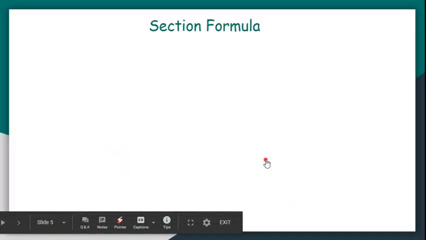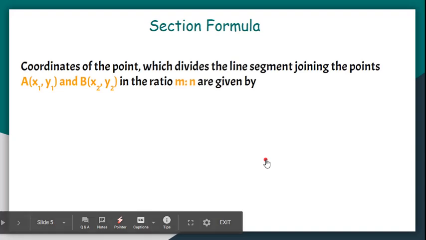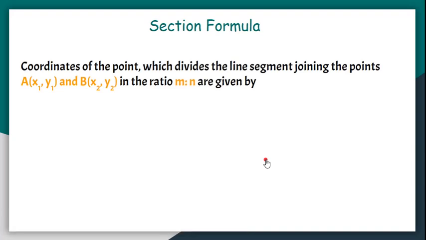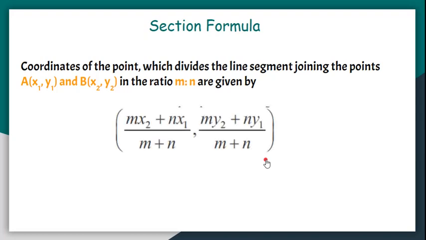This takes us to the section formula that coordinates of the point which divides the line segment joining the points A x1 y1 and B x2 y2 in the ratio m:n is given by this formula. So this is the entire part which was used to calculate the x, and this is the entire part which was used to calculate the y. Okay, keep on pausing the video and keep on writing it. There is no other PDF which will help you to write this. So this is what the section formula says. Pause and write this down.